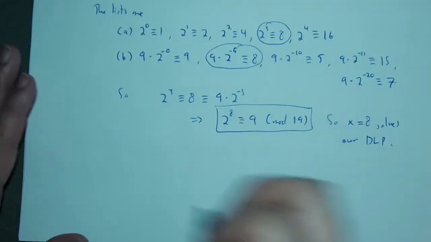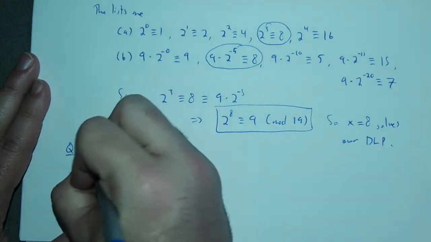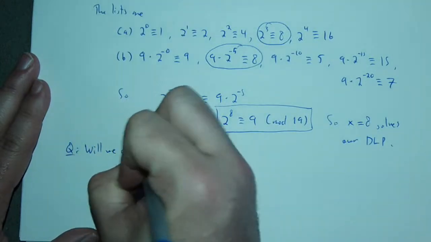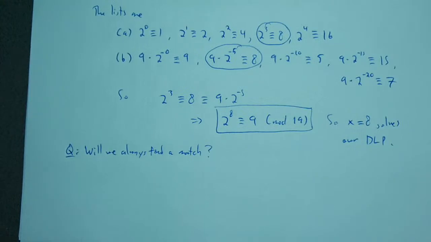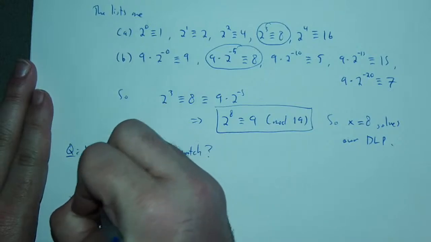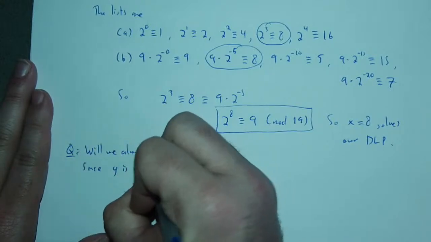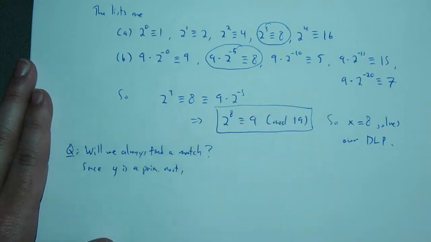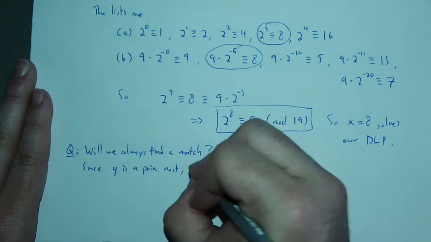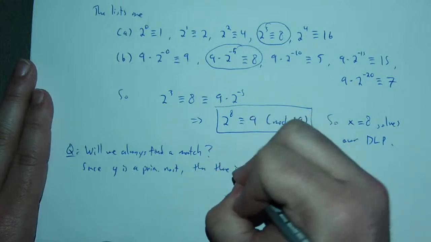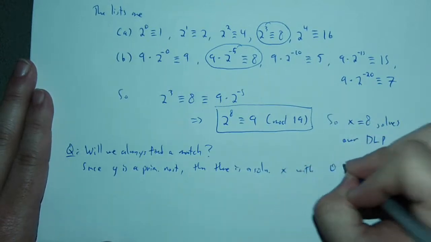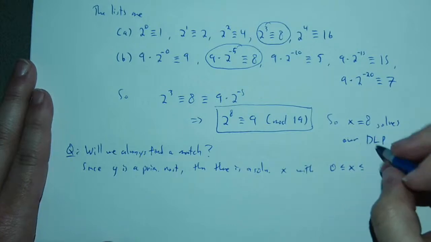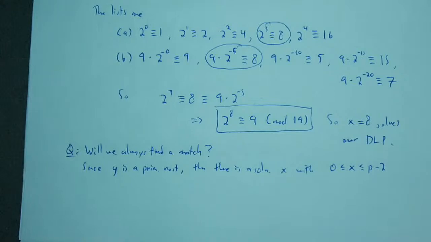So, question. Will we always find a match? Well, consider, since g is a primitive root, there is a solution x with x between 0 and p minus 2.